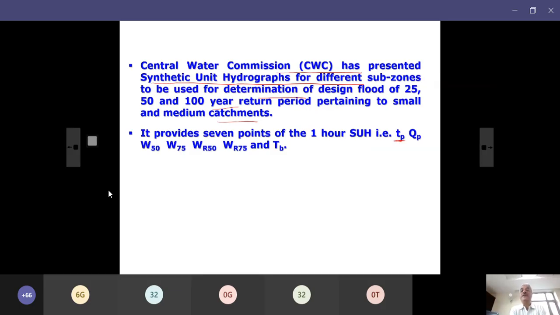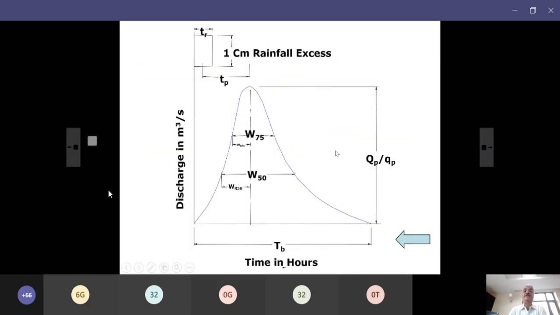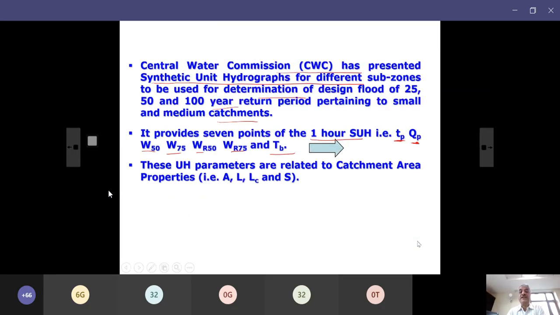As I told you, these are the 7 parameters: 1, 2, 3, 4, 5, 6, 7, and 1 hour. The TR, the rainfall duration, is 1 hour. Here the rainfall duration taken is 1 hour. These reports are available, and this is how they look. Of course, I have told you the terminology: WR50, W50, WR75. This is TR, which is for 1 centimeter rainfall and all. We have already seen this.